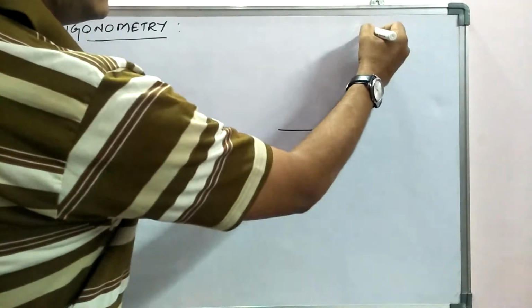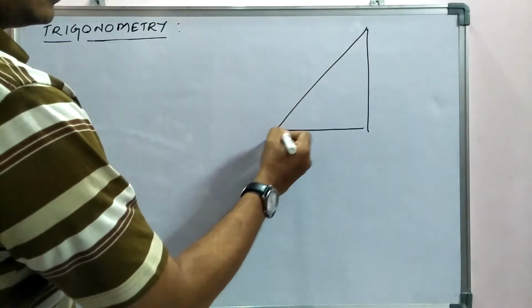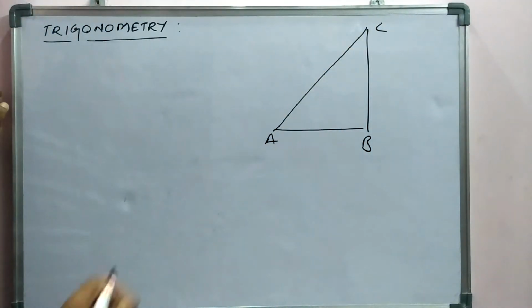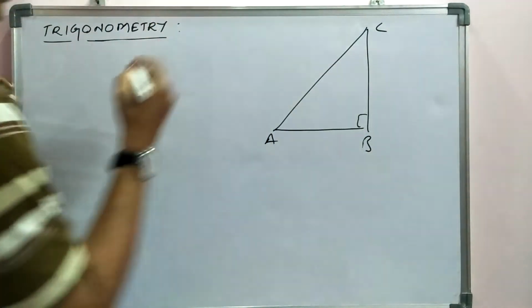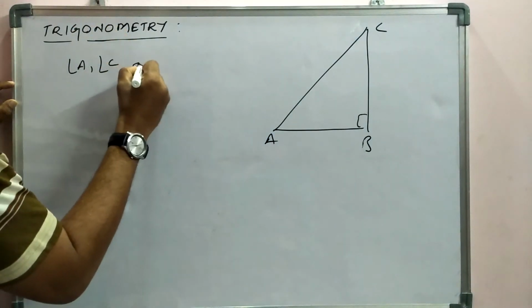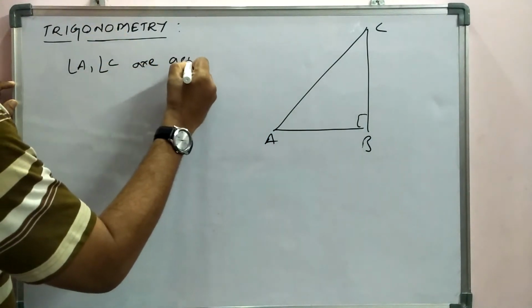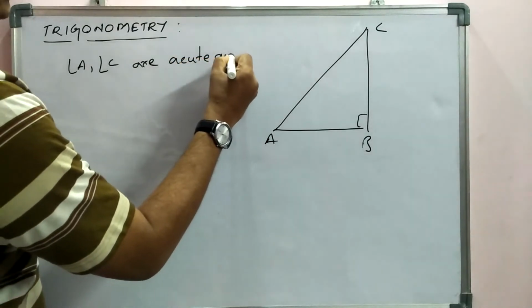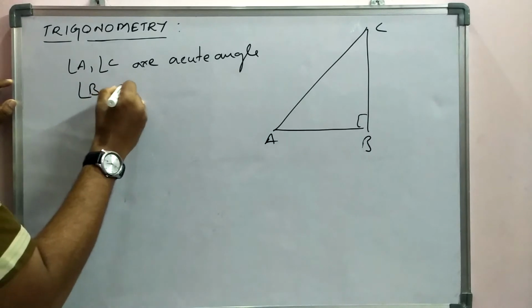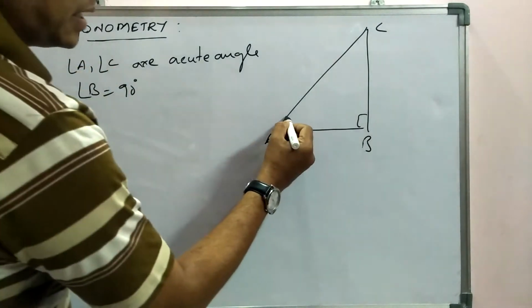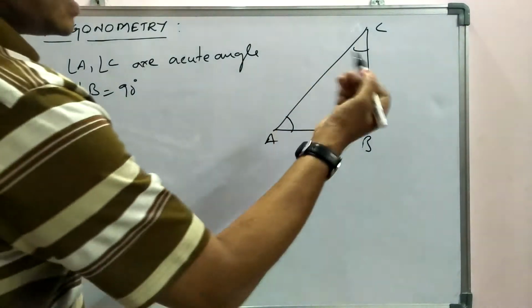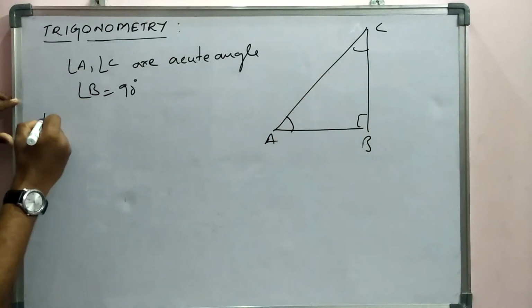Let ABC be a right angle triangle at B. Now angle A and angle C are acute angles. Where angle B is the right angle, so angle B is 90 degrees, and angle A and angle C are the other angles.